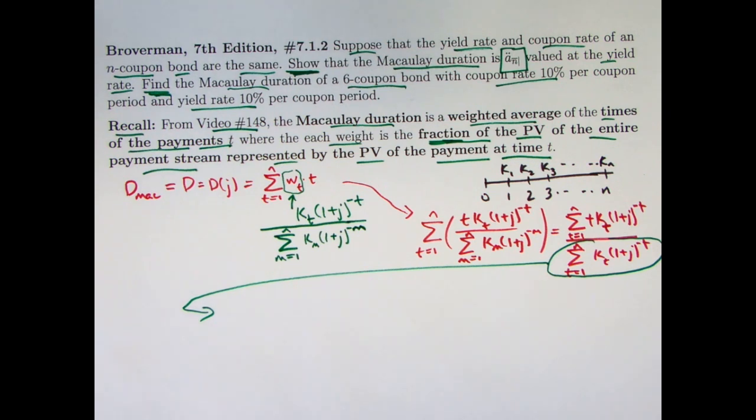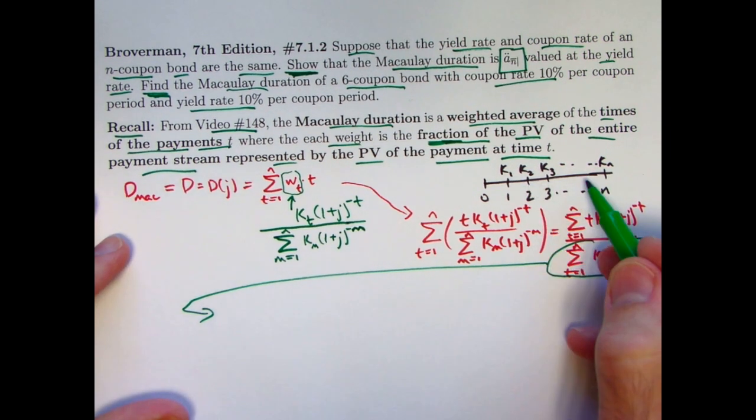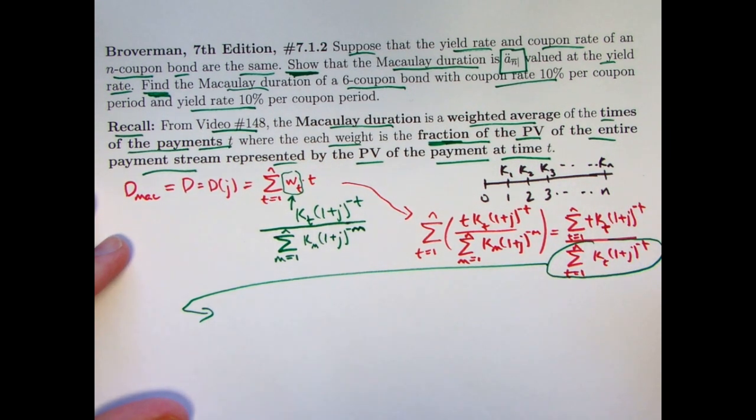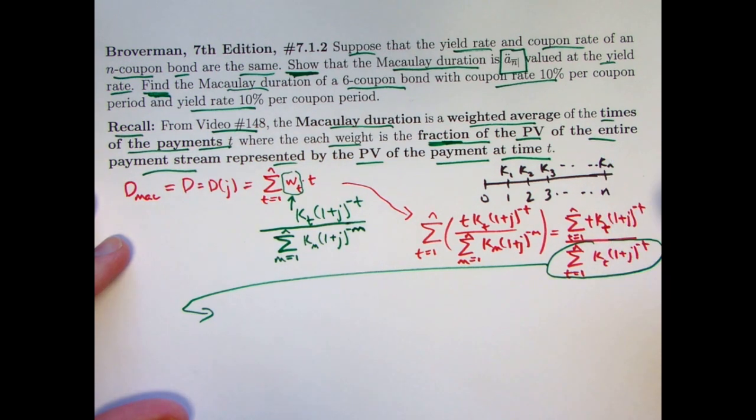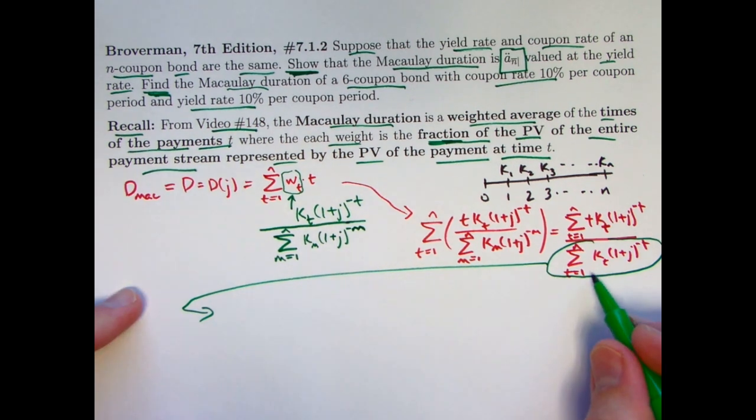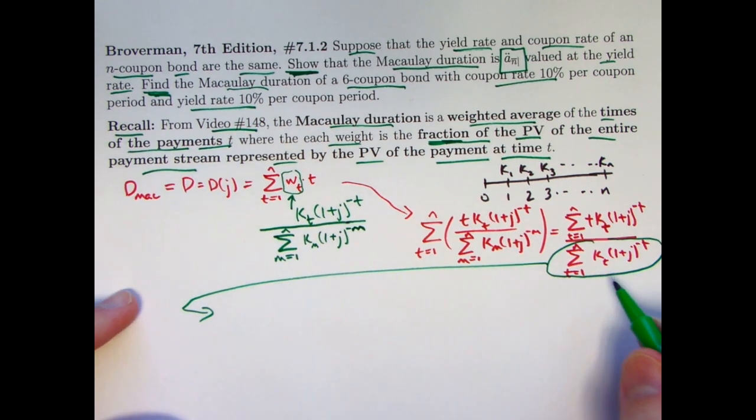And think about the fact that we are dealing with a special situation here. We are dealing with a bond, for one thing. So the first n-1 payments are just coupon payments. And the final payment, kn, is the final coupon payment plus the redemption value, which I guess is going to be the same as the face value here. This summation in the bottom is the same as the price of the bond.